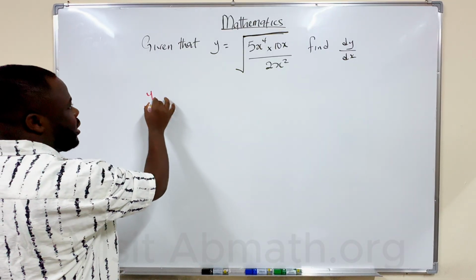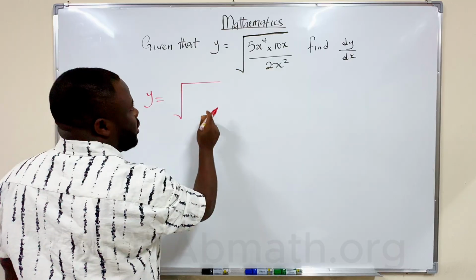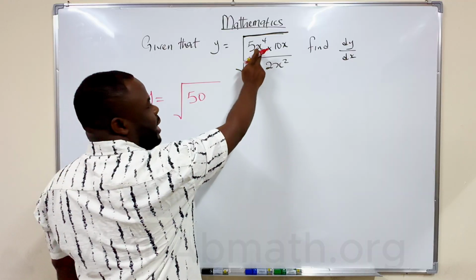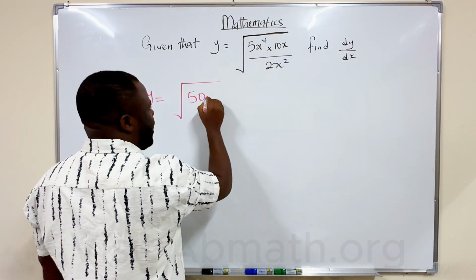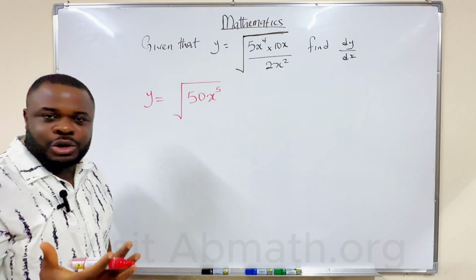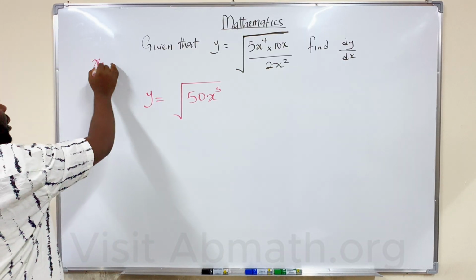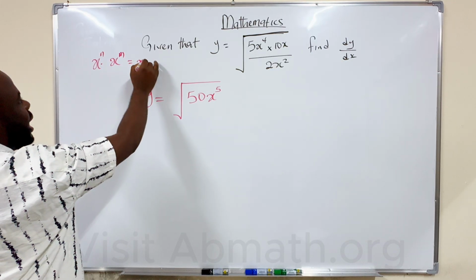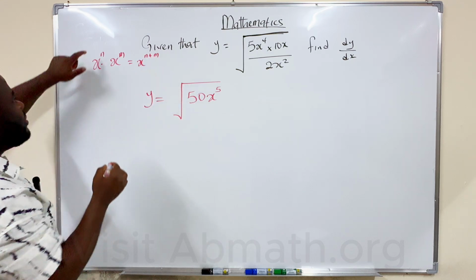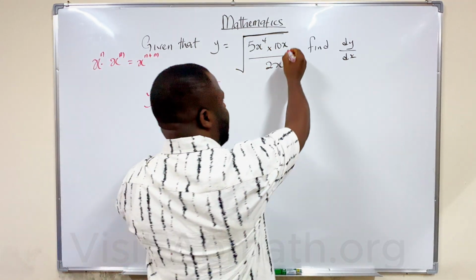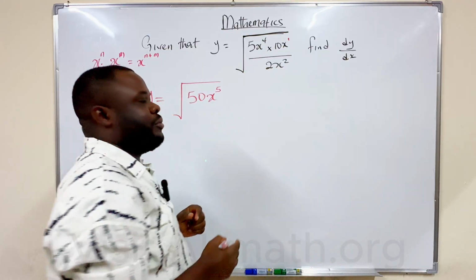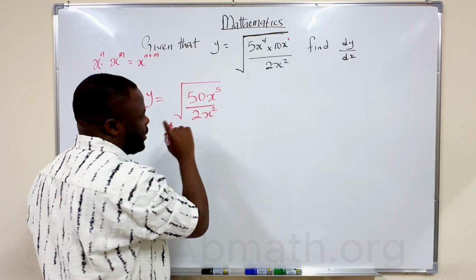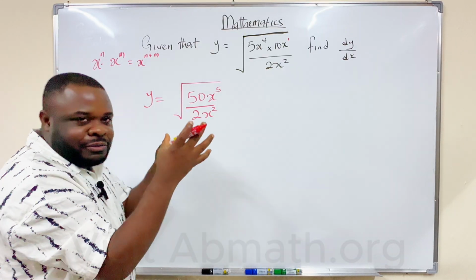I'll say y equals, now 5 times 10 is 50, right? So x to the power 4 multiplied by x will give you x to the power 5. Remember the law of indices: if we have two bases, maybe one is n and the other is m, this is going to give you n plus m. So whatever their powers are, you add them. We have power 1 here, so 4 plus 1 is going to give you 5, over 2x squared. You can see we've simplified it a bit.